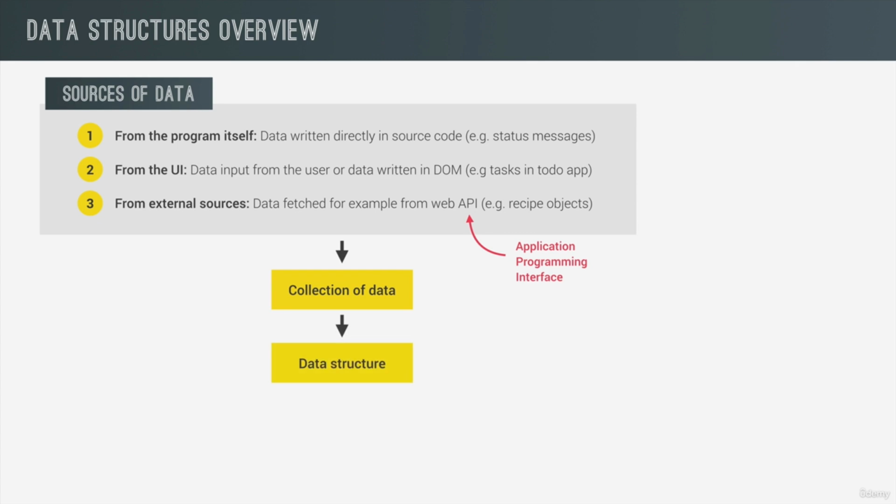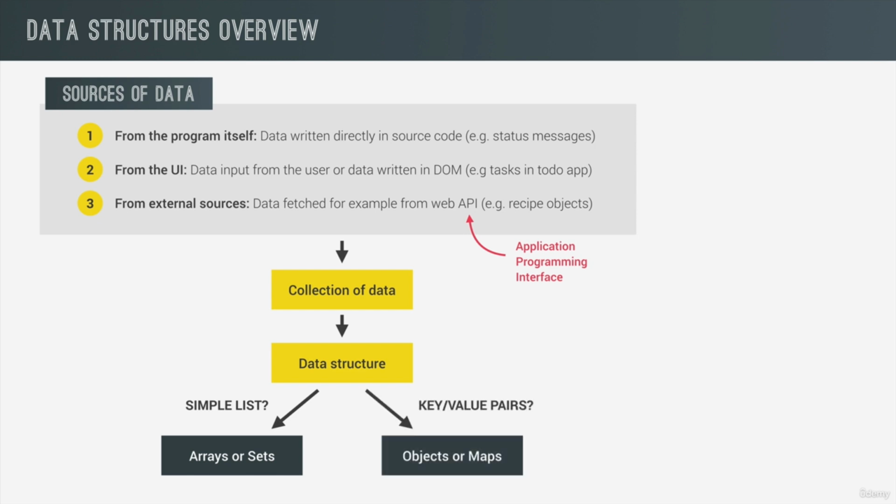But as you know, there are 4 built-in data structures in JavaScript. And so now we need a way of deciding between them. But it's not that hard. So the first decision is this. Do we just need a simple list of values? If so, then we're going to use an array or a set. But on the other hand, if we need key value pairs, then we need an object or a map. So the big difference here is that with a key value pair, we have a way of describing the values, so by using the key. On the other hand, in a list, like an array or a set, we simply have the values without any description.